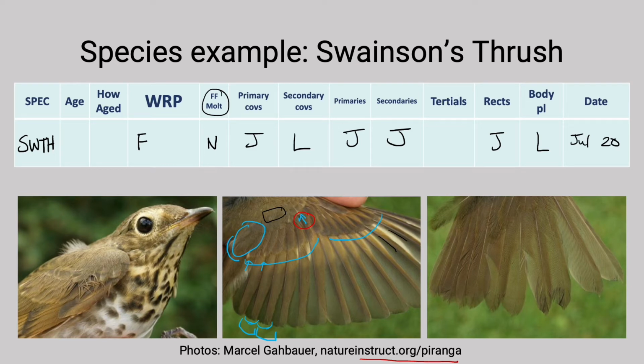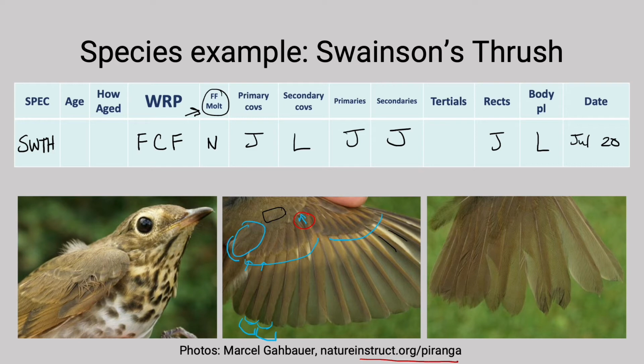This bird is not currently molting, right? So the middle code is going to be a C. It cannot be a P. It is not molting. It is in a cycle of some sort. And we've said the third letter already. This bird is in formative plumage, so it is in first cycle formative plumage.